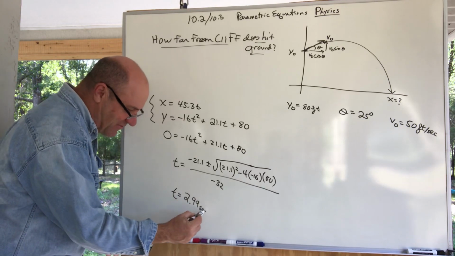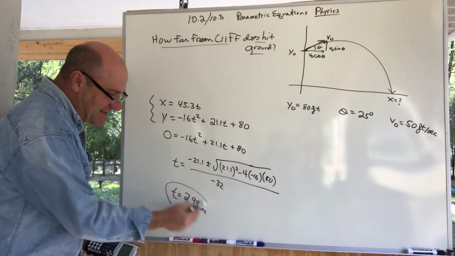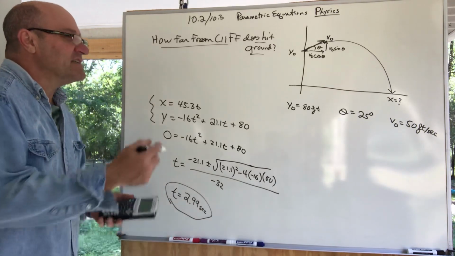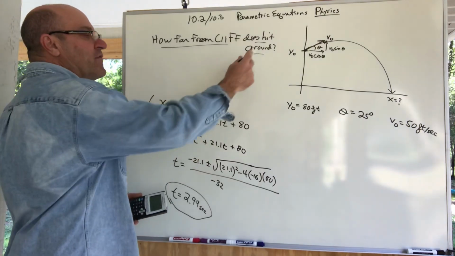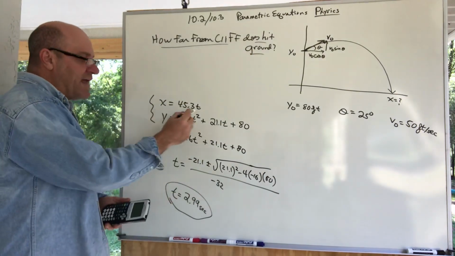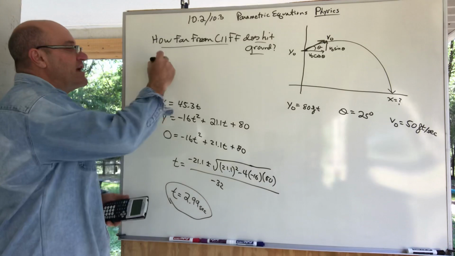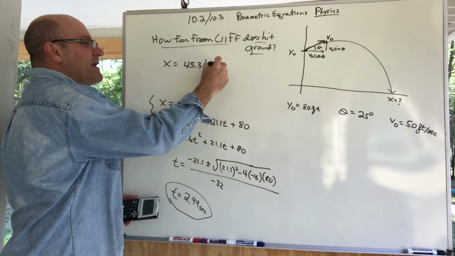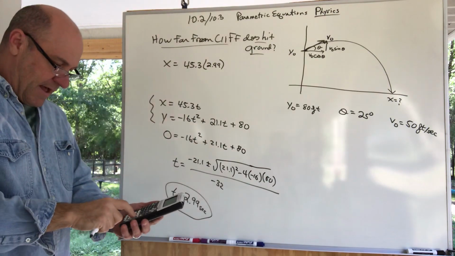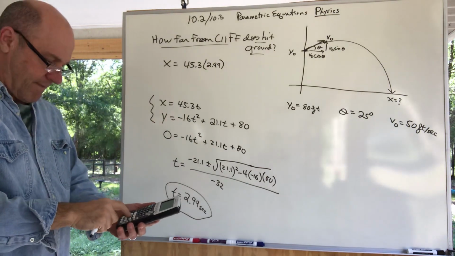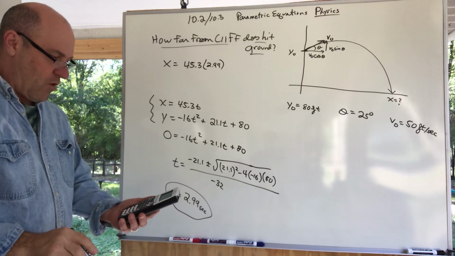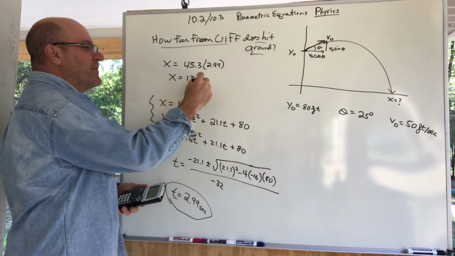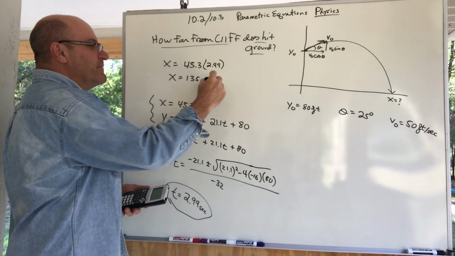I guess I could call that 3. 2.99 seconds. That's when it hits the ground. What was my question? That's the time it takes to hit the ground. I want to know how far from the cliff it is, so I want to know what x is at 2.99 seconds. So the answer is 45.3 times that 2.99 seconds. That's cool. 135.5 if I just round that. So that was fun, 135.5 feet.